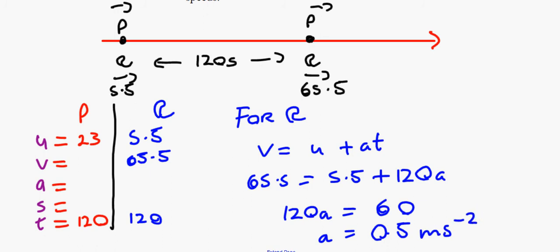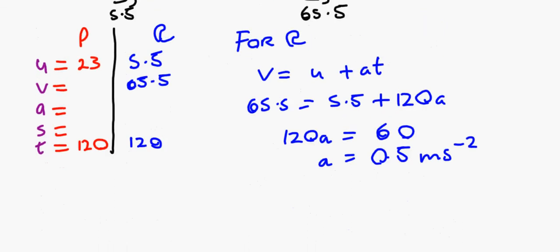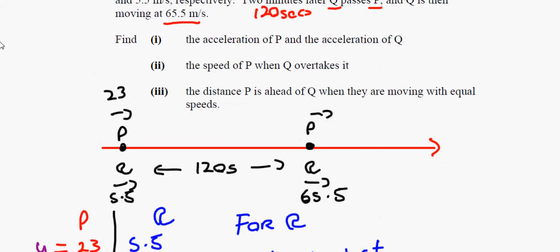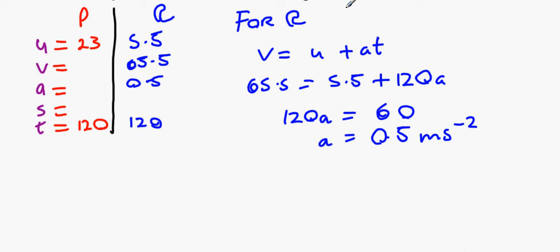And as said before, we now know what the acceleration of Q is. So to find out the acceleration of Q, we can put it in here. It's 0.5. Okay, so the acceleration of Q is now 0.5. Now, the acceleration of P and the acceleration of Q. We're just after getting the acceleration of Q, right? So that's the first part done.